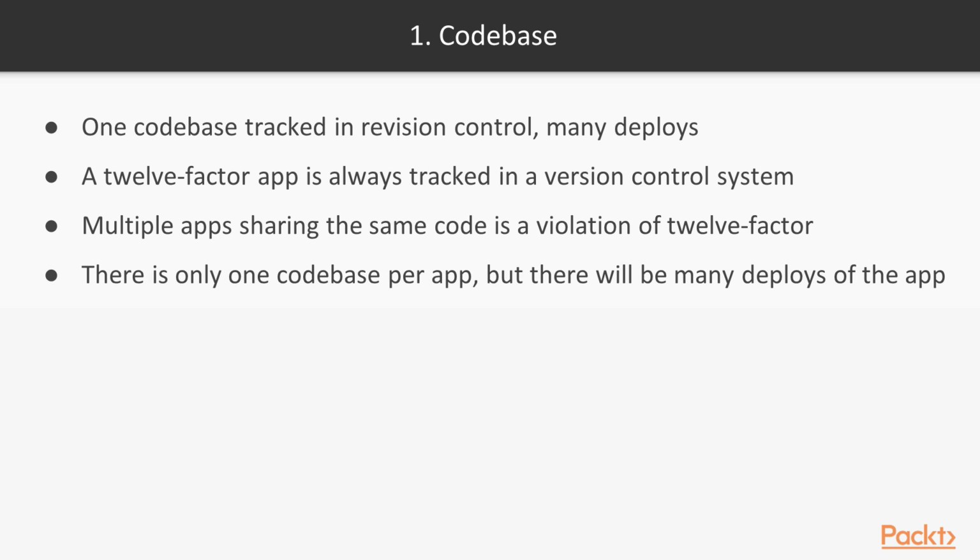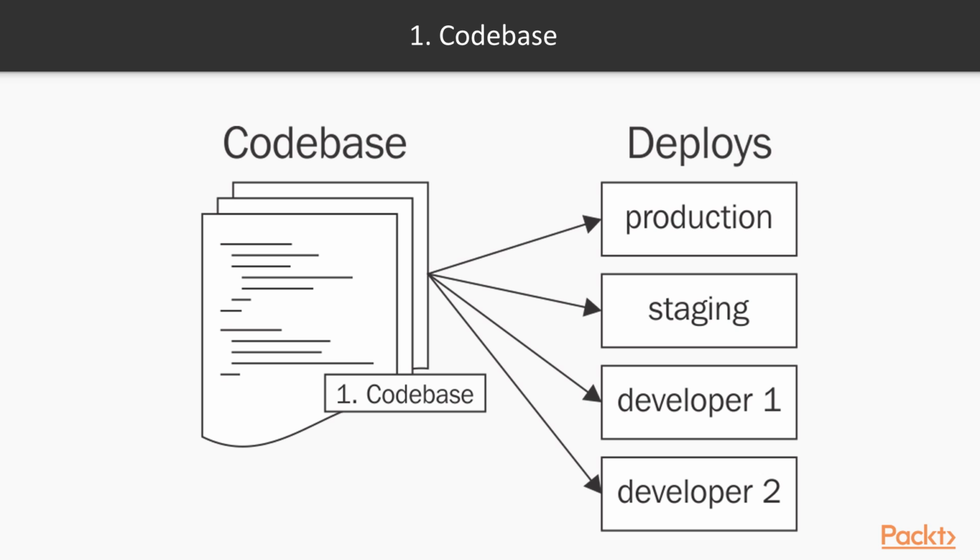There is only one codebase per application, but there will be many deploys of the app. A deploy is a running instance of the application. This is typically a production site and one or more staging sites. Additionally, every developer has a copy of the app running in their local development environment, each of which also qualifies as a deploy. So this is our microservice. We have a codebase and deploys. One codebase could be deployed on production, staging, test, on developer 1's machine, developer 2's machine.